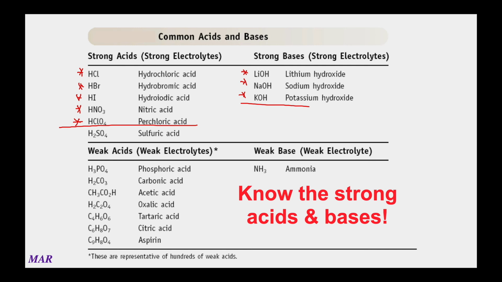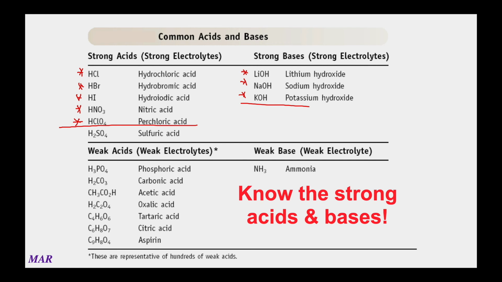The reason I want you to know those is because, again, there are thousands upon thousands of weak acids and weak bases, and there's no way you could memorize those. However, if the acid is not one of those 5 or the base is not one of those 3, you can assume that it's weak.